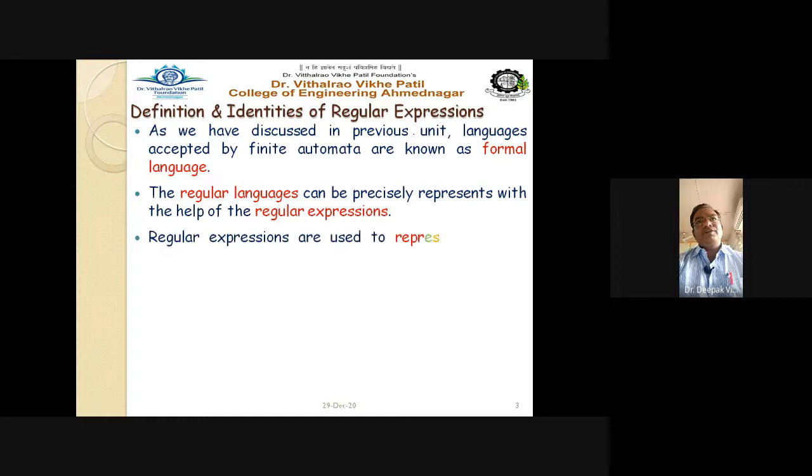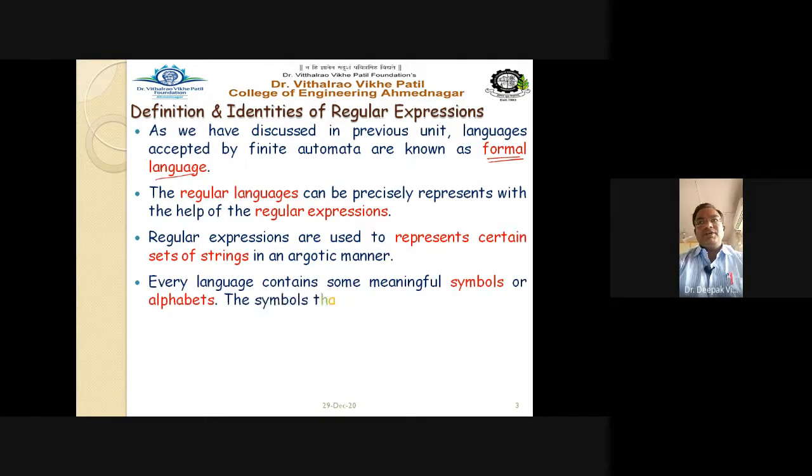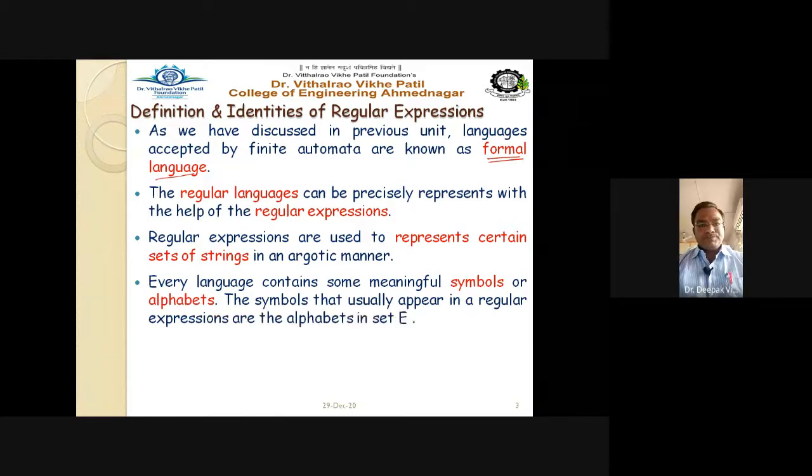As we have discussed in the previous unit, the languages accepted by finite automata are known as formal languages. And the regular languages can be precisely represented with the help of regular expressions. Remember that the languages which are represented by regular expressions are called regular languages. Getting this point? So, regular expressions are used to represent certain sets of strings in an algebraic manner.